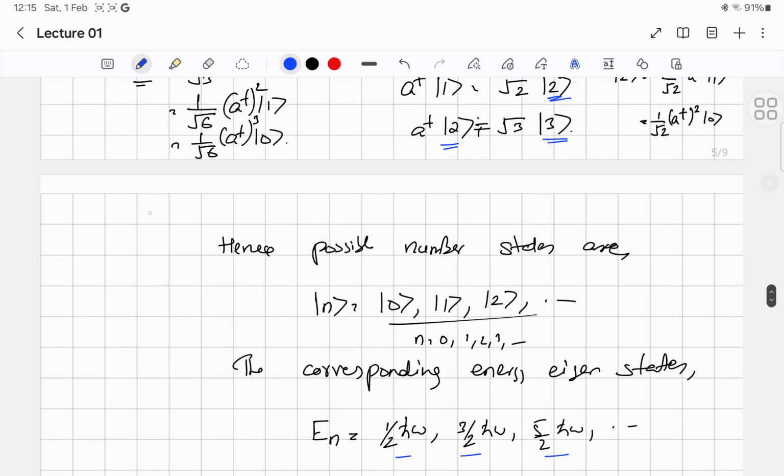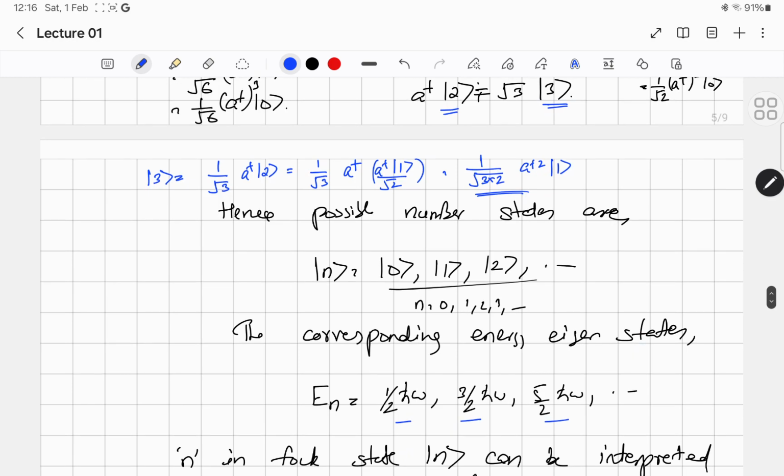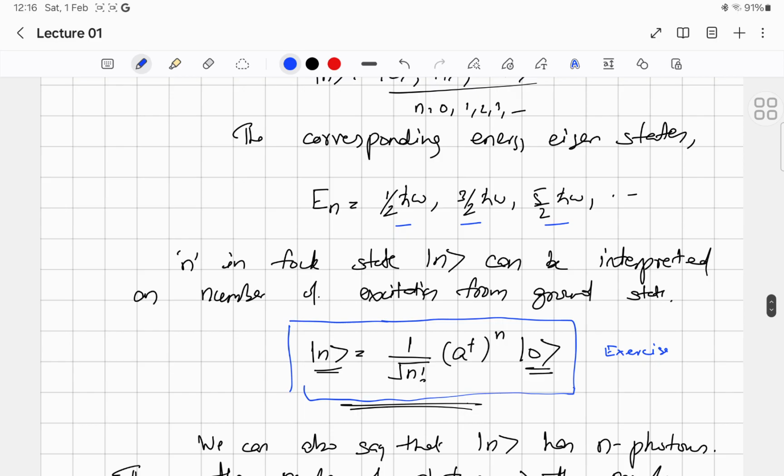Now if you look at ket 3, ket 3 is 1 by square root of 3 A dagger acting on ket 2. And what is ket 2? Your ket 2 is A dagger acting on ket 1 divided by root 2. So this becomes 1 by square root of 3 into 2, A dagger square acting on ket 1. So you can generalize this. So this is ket 3. Now you can write ket 4 and you can generalize what your ket n is. So ket n I can write as 1 by square root of n factorial, A dagger raised to n, ket 0.